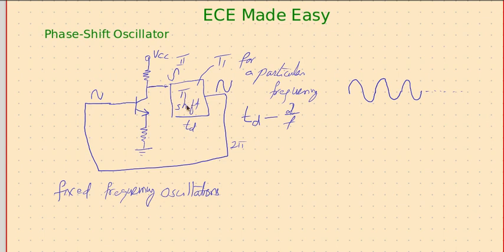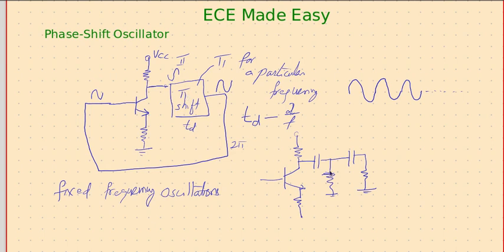So how can this be done? This can be done by a simple RC circuit which acts as a high pass filter. Under ideal conditions, the high pass filter should produce a phase shift of 90 degrees or pi by 2, but practically it will be less than pi by 2 at maximum.